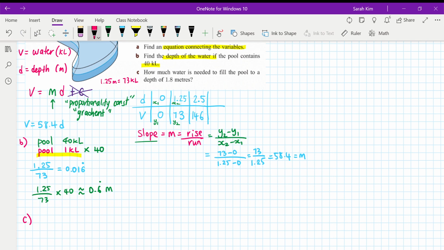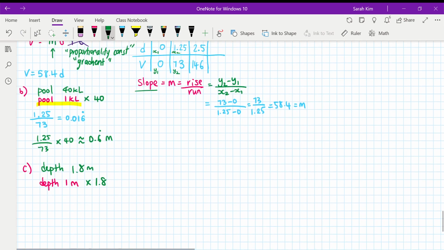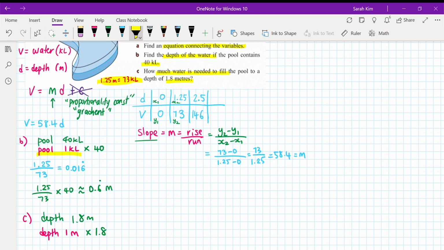Last one. How much water is needed to fill the pool to a 1.8 meters depth? So again, in order to do this, I would figure out the depth of 1 meter and then times it by 1.8. Okay, so using this little ratio again, the ratio that we're always working with, let's begin.